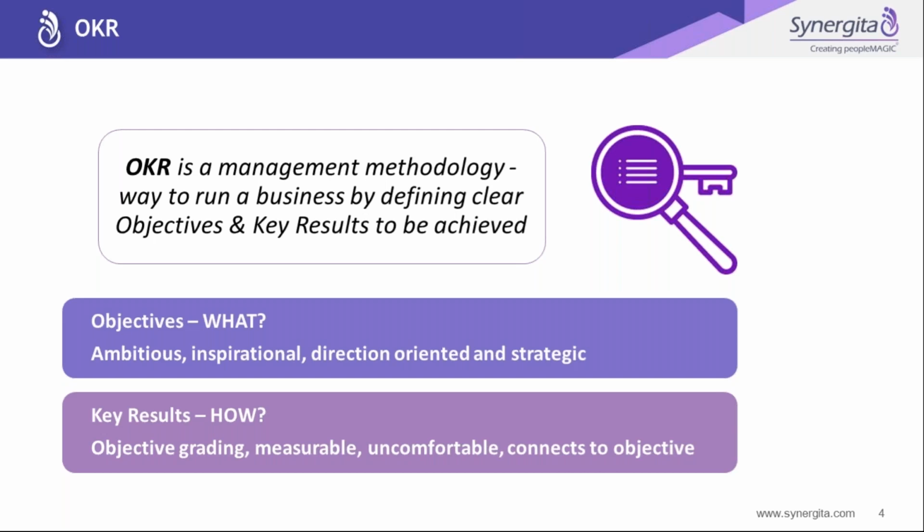Moving on further, the key results. Key results deal with how we are going to achieve these objectives. That is what a key result is all about, whereby the objective is graded and the key results are generally measurable. They are quantitative in nature in general, and that makes the employee a little bit uncomfortable. If you achieve all the key results, automatically the objective gets fulfilled. So that is how the objectives and key results are connected.